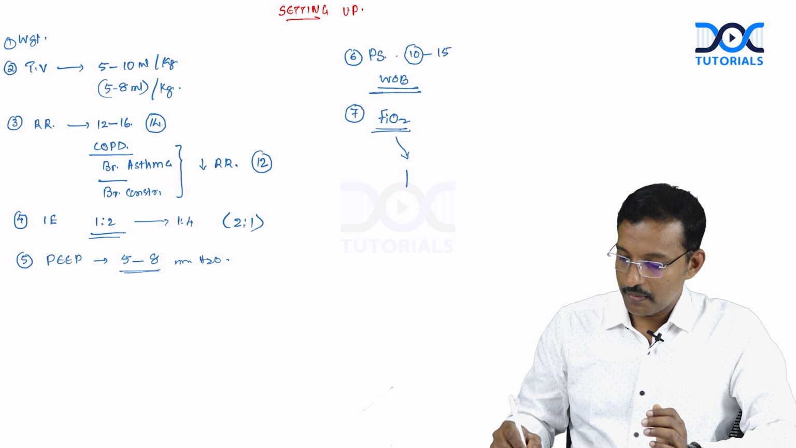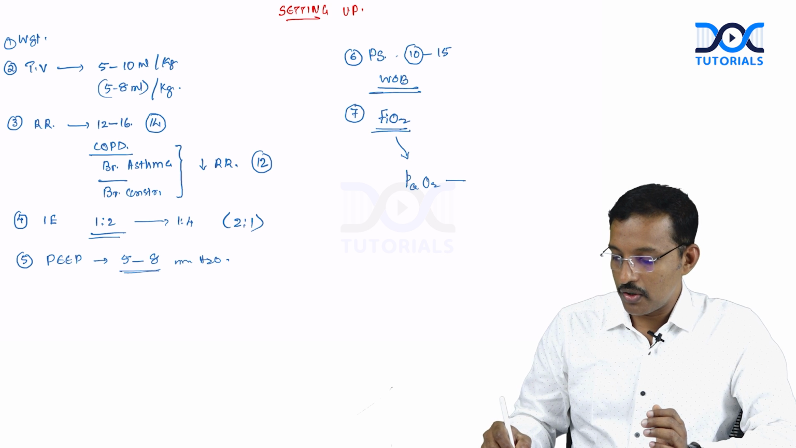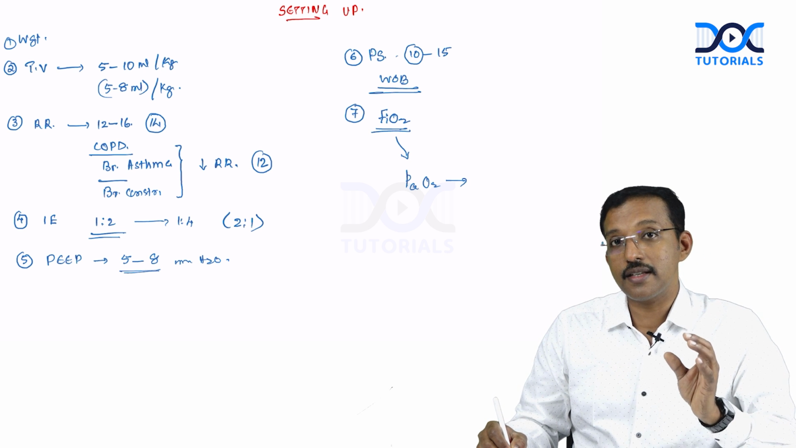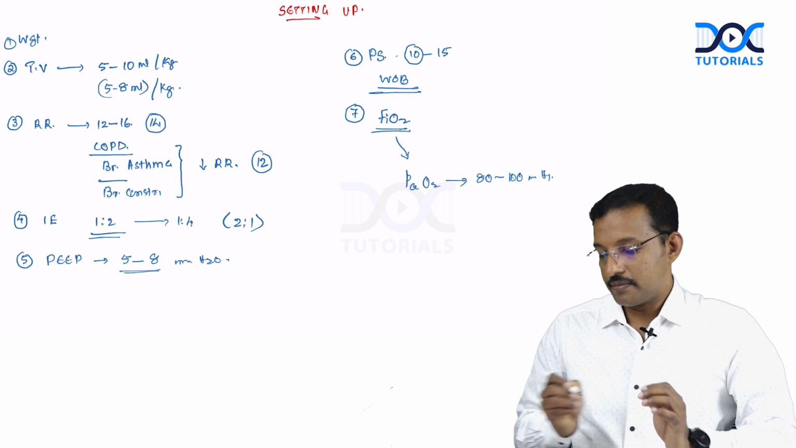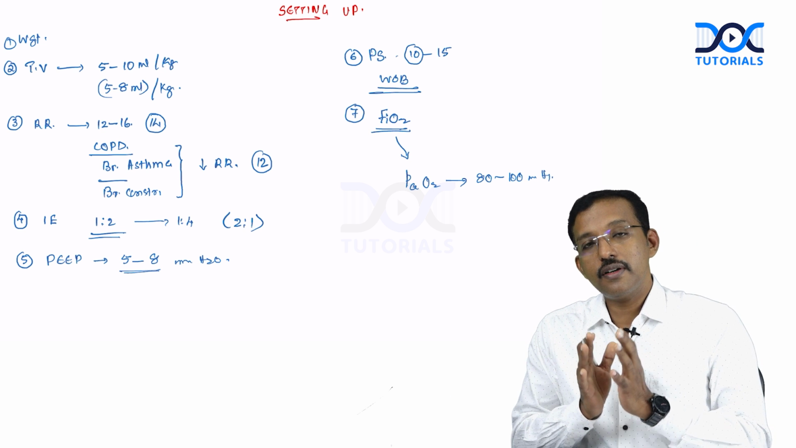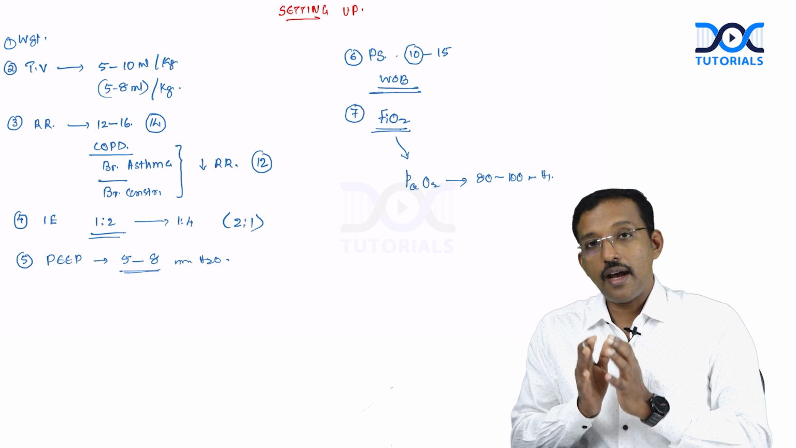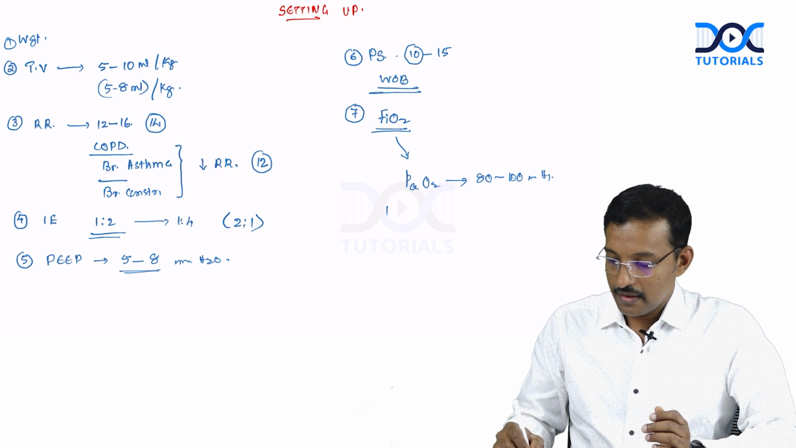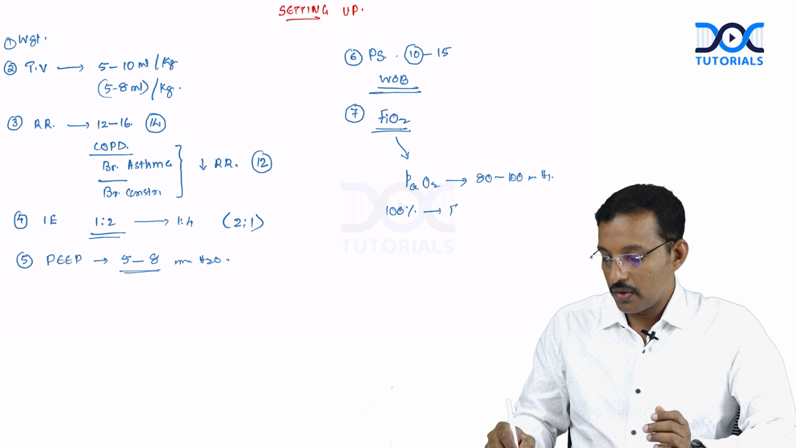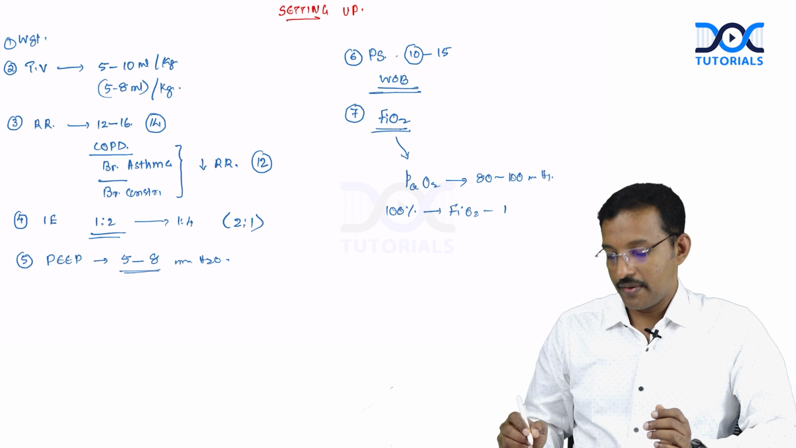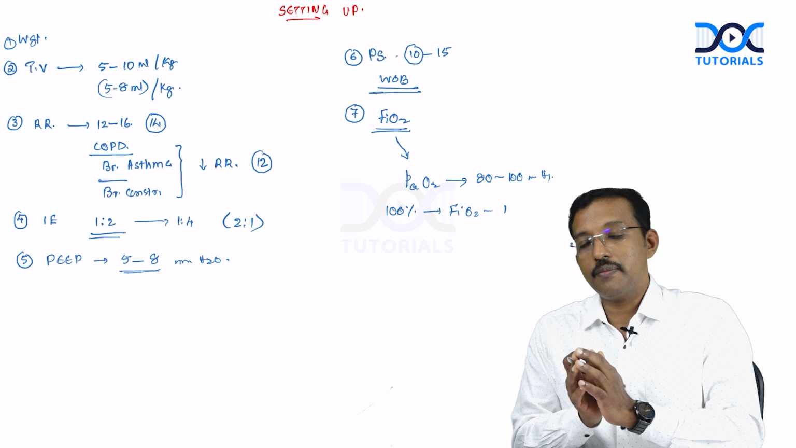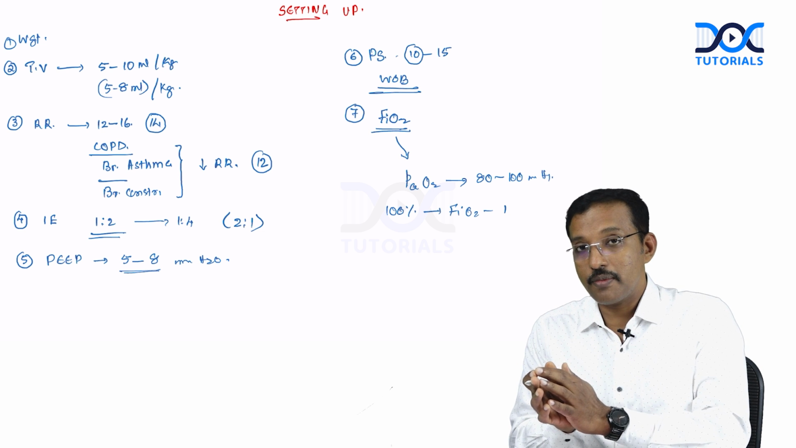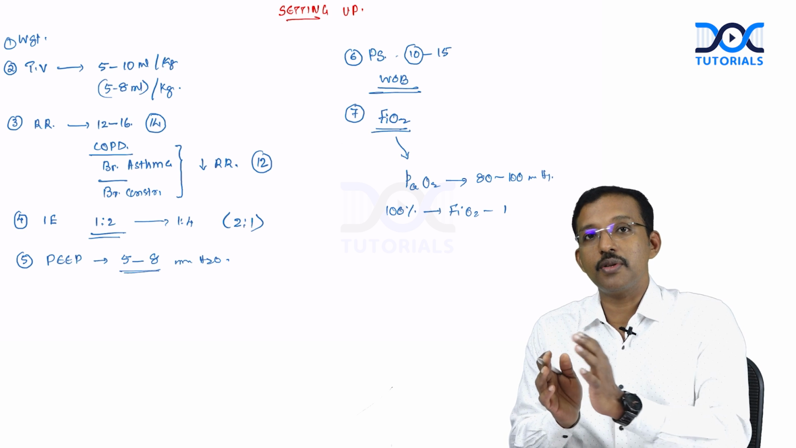PaO2. That means the amount of oxygen in the patient's arterial blood, which should be anything between 80 to 100 millimeters of mercury. Okay, so this much saturation should be there. And when you start a ventilation, it is 100% or FiO2 of 1 is kept. And then the concept is to reduce the FiO2 to the minimum to maintain a PaO2 of anything between 80 to 100.